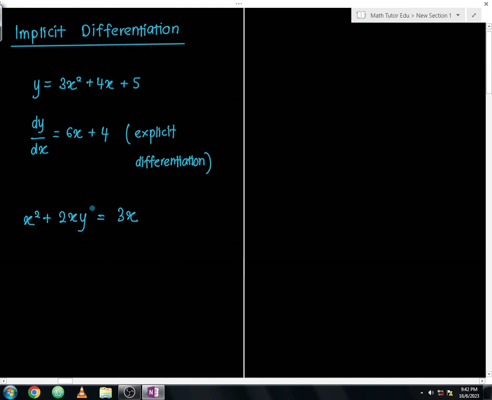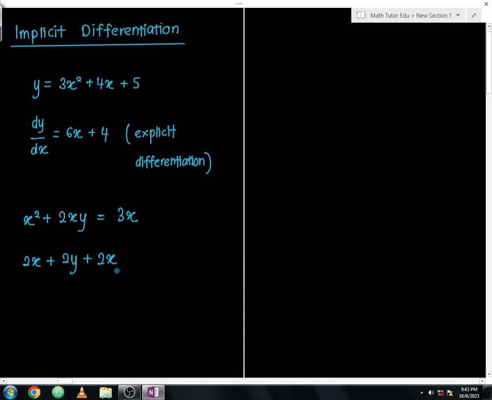Let's use the implicit differentiation method for this equation. When I differentiate x squared, I get 2x. Then, since 2xy is a product, we use the product rule. We differentiate the x first, so it will be 2y, because differentiating 2x leaves you with 2, times y. Then this y we treat as a function itself. When you differentiate y, you are left with 1, and 1 times 2x will be 2x.